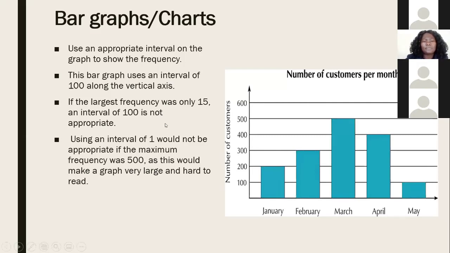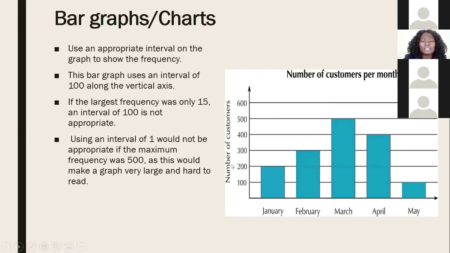So if the largest frequency was only 15, then it is difficult to use intervals of 100, because it means that your largest bar will be here and you will have nothing up to 600. So if it is 15, you may want to have intervals of 1 up to 15, or 2, 4, 6, 8. But in this case, we are dealing with large numbers of customers, hence we have intervals of 100. So it all depends on your data.